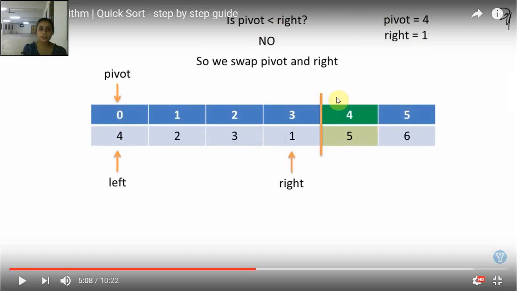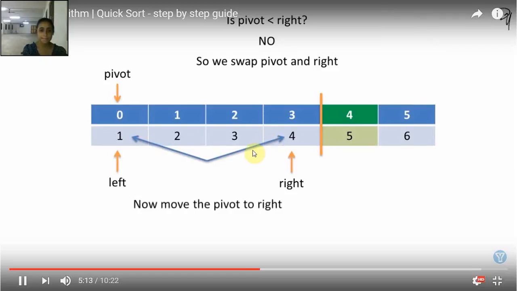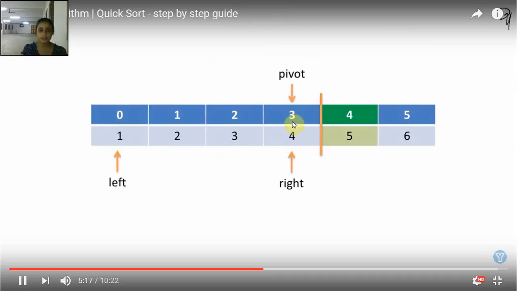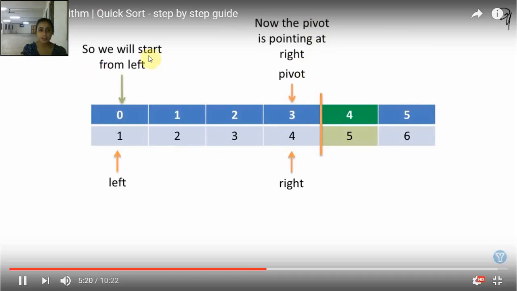Now again pivot, we are checking whether pivot is less than right. Since it is not, we swap the pivot and right. These two elements are swapped. Now we move the pivot to the right. Now the pivot is pointing at the right, so we will start from left and move towards right.